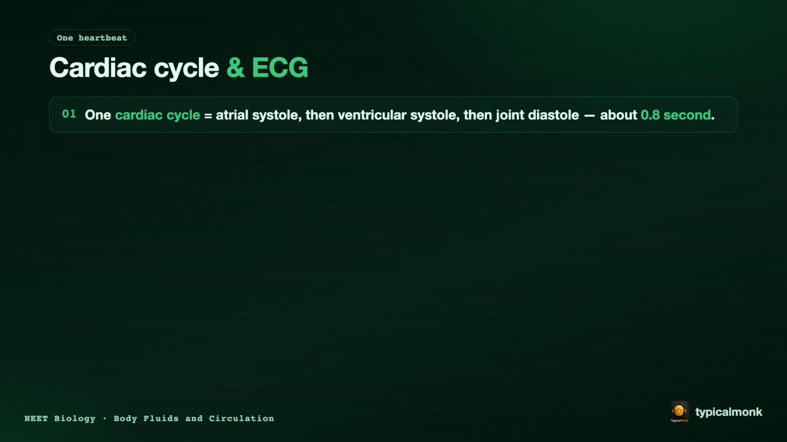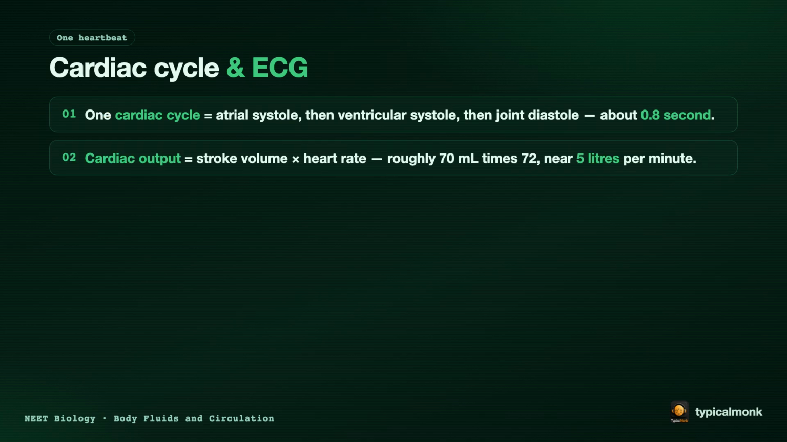Now, let us look inside one heartbeat. One cardiac cycle, first atrial systole, then ventricular systole, then joint diastole, and all of it in about 0.8 seconds. Cardiac output equals stroke volume times heart rate. That is roughly 70 milliliters times 72, which comes to about 5 liters per minute.